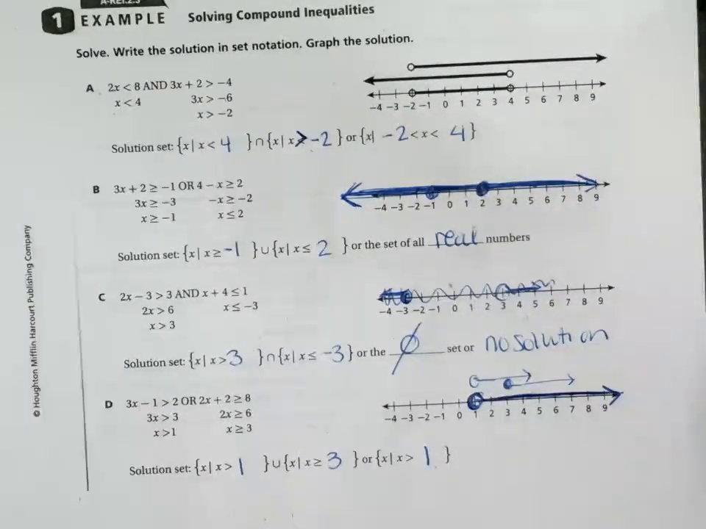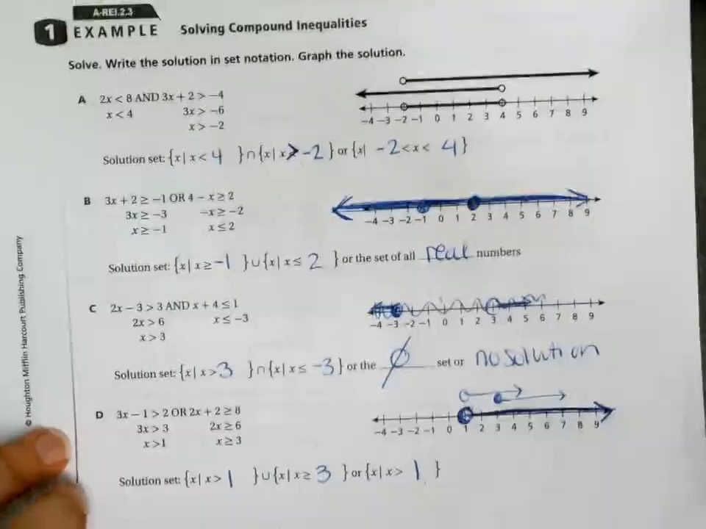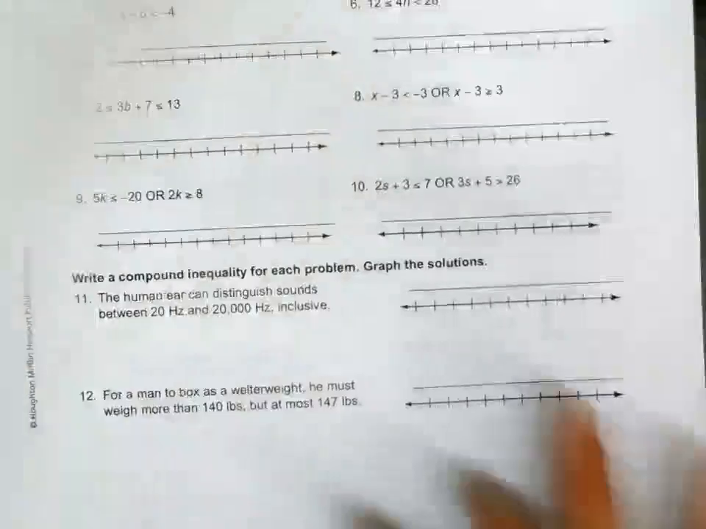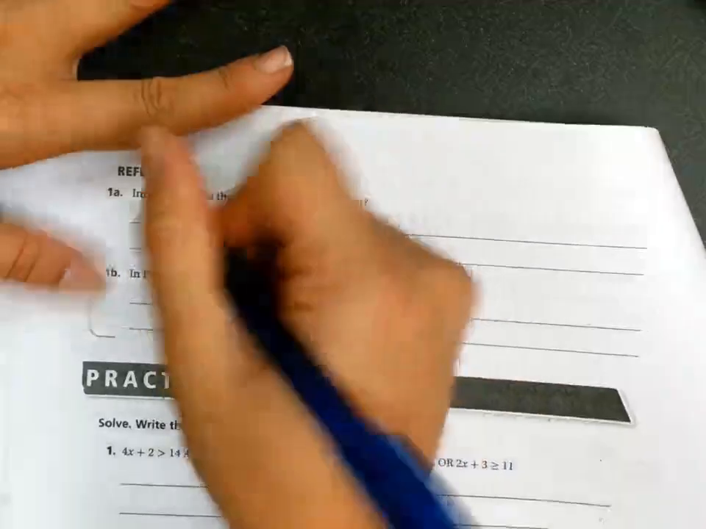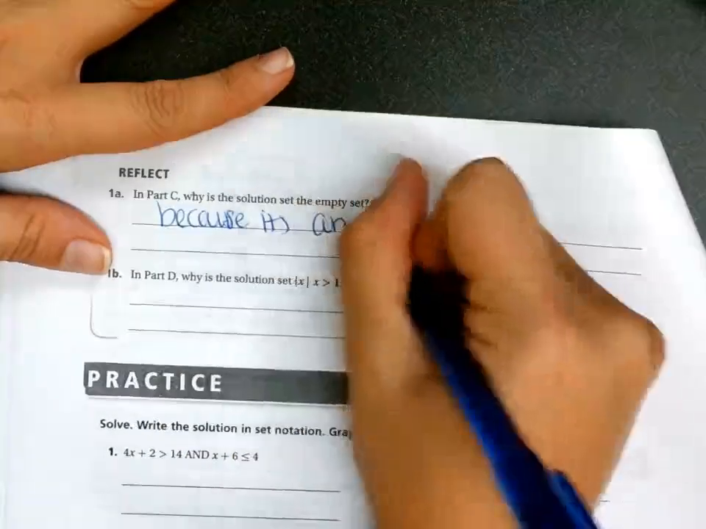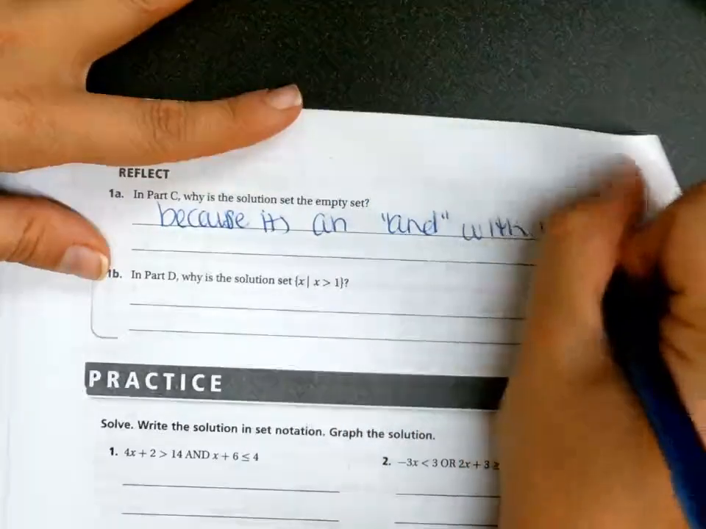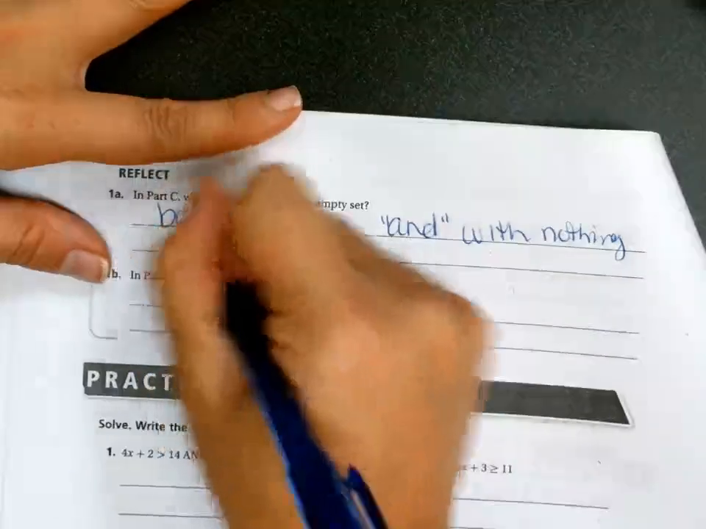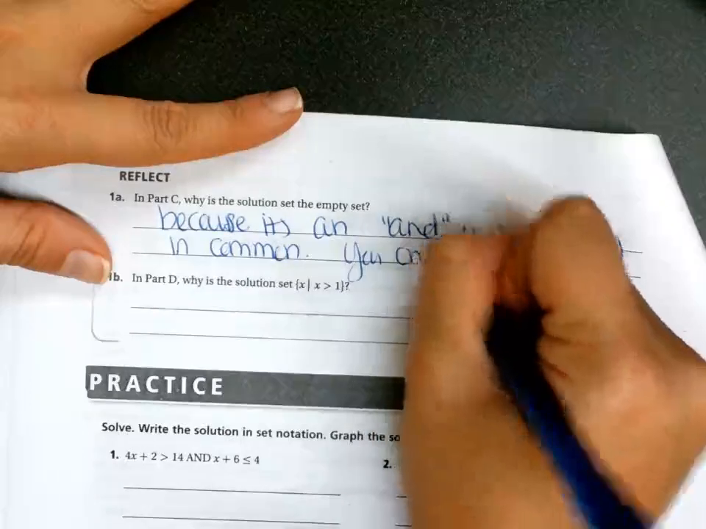So with or, you combine them. With and, it's only their overlap, only what they have in common. In part C, why is the solution set the empty set? Because it's an and with nothing overlapping, nothing in common. You only graph the overlap.